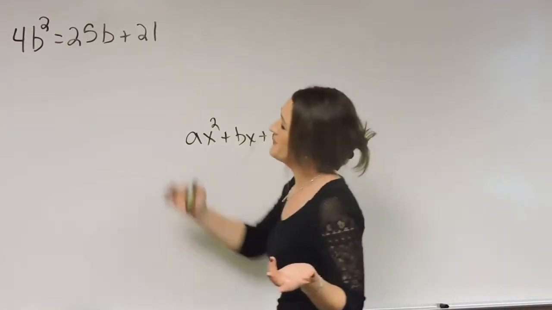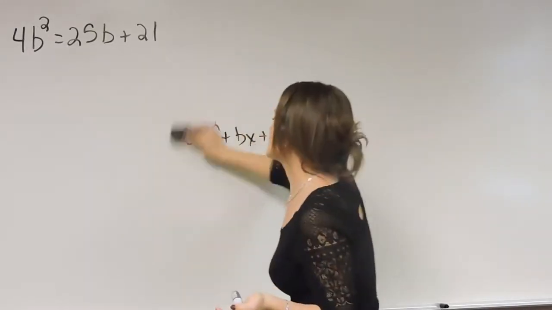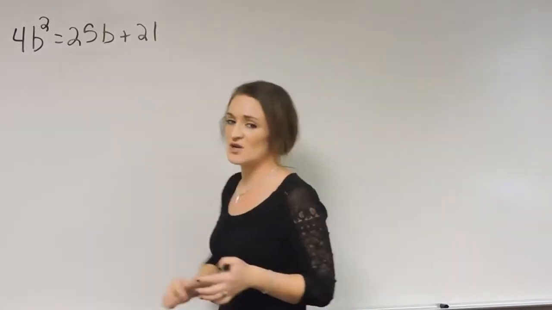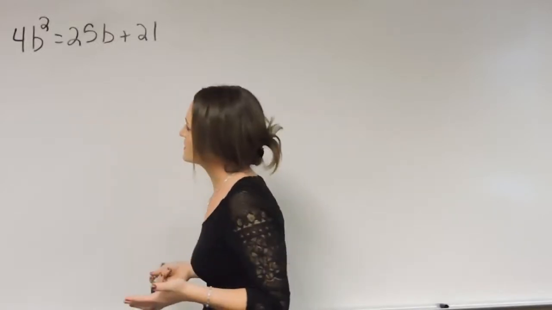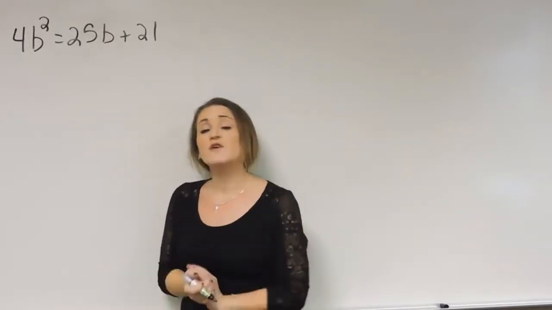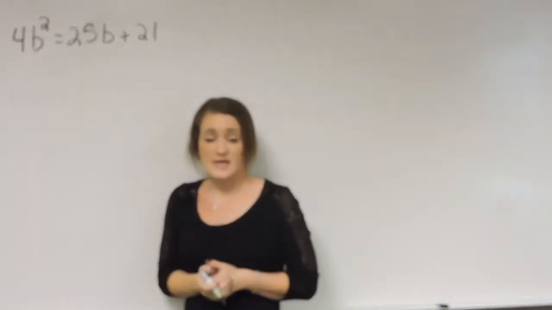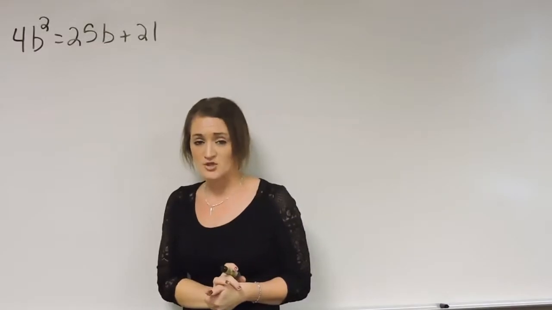Now, I don't know about you, but I don't see anything set equal to 0 up here. So we're given an example where it's not exactly in quadratic form at first. That doesn't mean we can't put it in quadratic form. If you're ever given an example similar to this one, the first thing you want to do is put it in proper quadratic form.